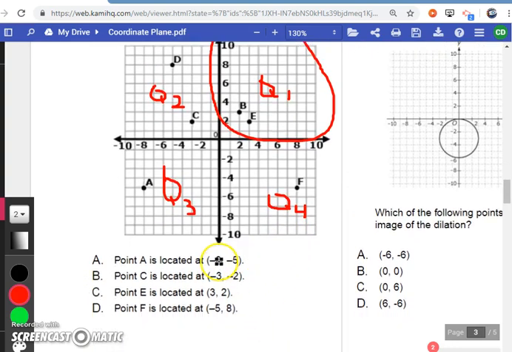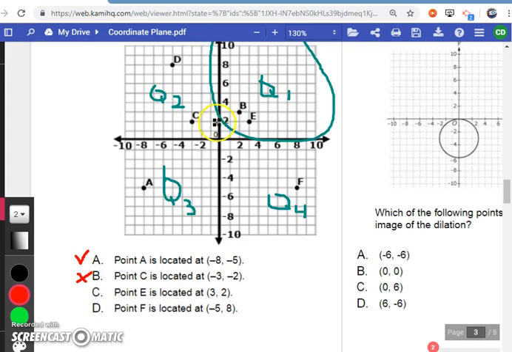Point A is located at -8, -5. So I'm going to go across -8 and then go down to -5. Yeah, that is correct. Point C is located at -3. I'm going to start at 0, 0. I'm going to go to the left 3 and then down 2. I don't see anything. That is not correct.